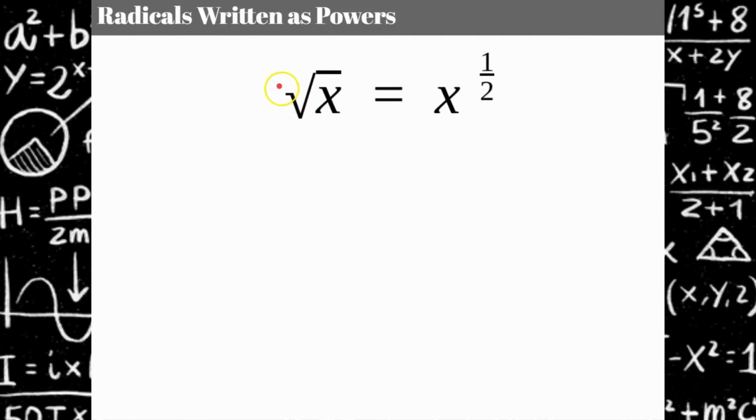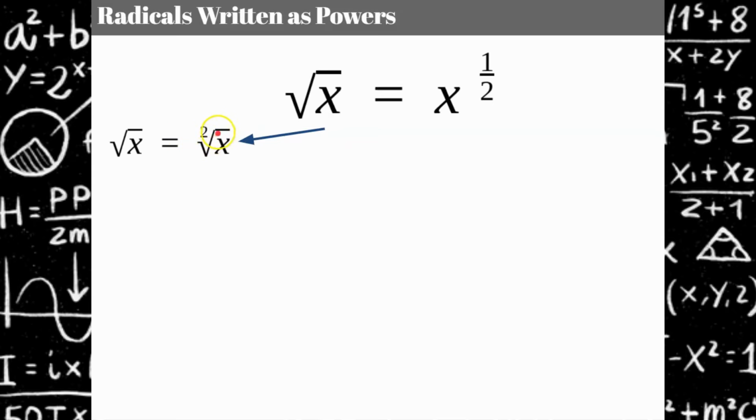So radicals written as powers. So here is the square root of x. Again, the index is 2. It's just not written. That is equivalent to the power x to the 1/2. You may or may not have seen this previously, but this power x to the 1/2 is what we call a rational exponent, and it's equivalent to the square root of x. So the index here is 2, and the radicand is x underneath the radical sign, making this a radical. This is a power. They are equivalent.